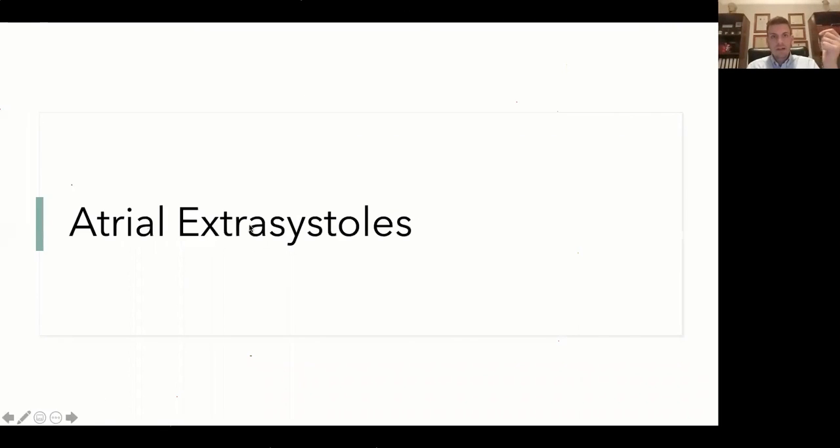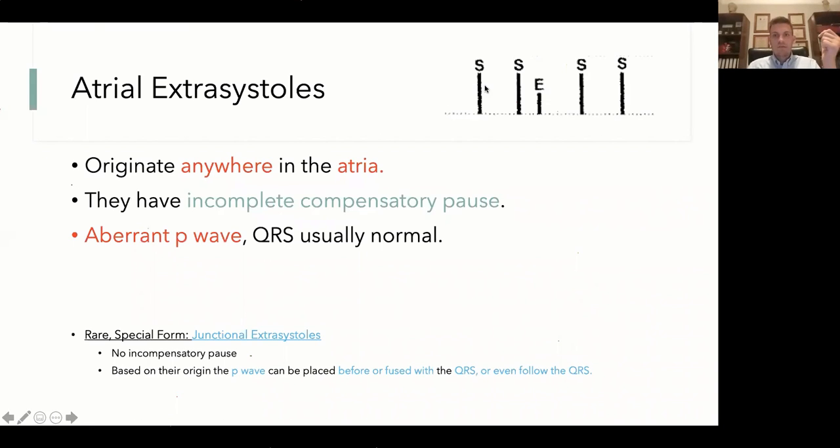Let's go through atrial extrasystoles. Okay, so systole, extrasystole, and as you see here, there is an incomplete compensatory pause because this difference here is not the same as this one. Okay, so this is what we talked about before. Atrial extrasystole will occur anywhere in the atria, and as we said, there is an aberrant P wave because the P wave is representative of what happens in the atria with depolarization. Do we understand that?